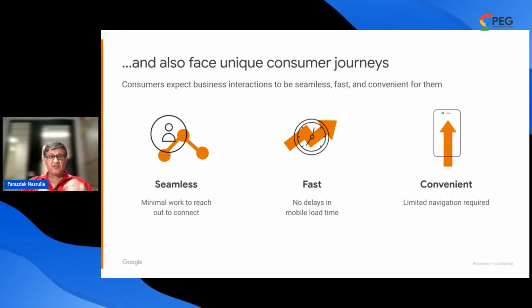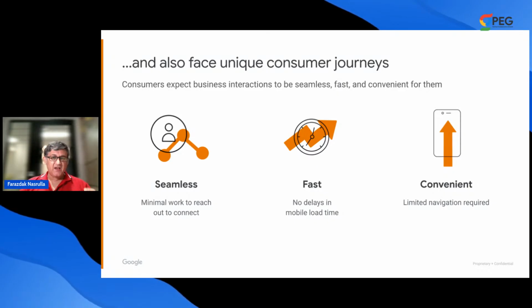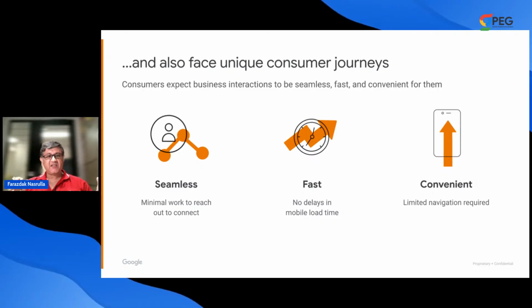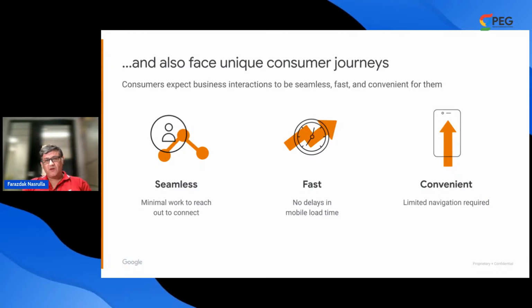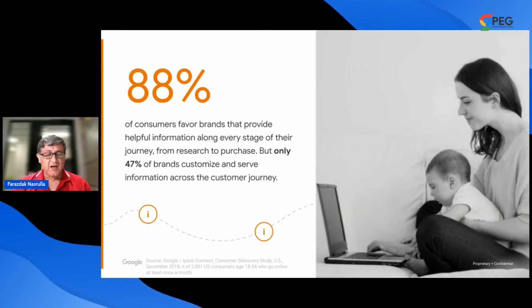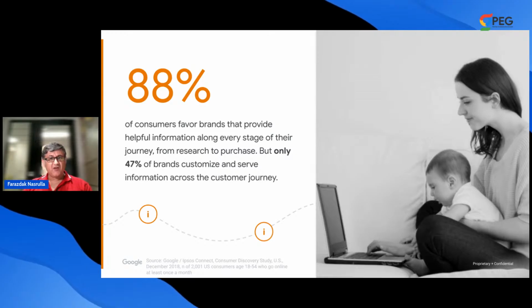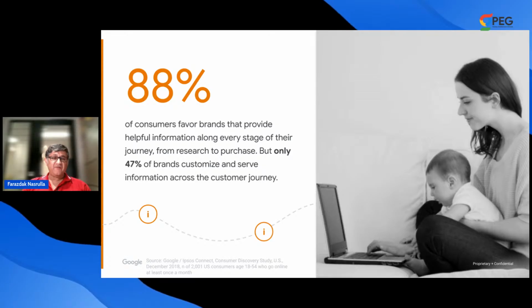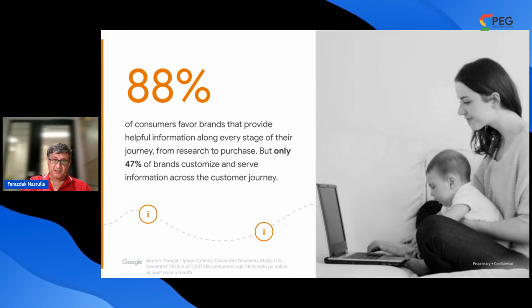Also, consumers expect business interactions to be seamless, fast, and convenient. Seamless means minimal work to reach out and connect. Fast means they do not want a website that takes its own time to open. The website should be mobile responsive, and ease of navigation is one of the most important factors. Now, 88% of consumers favor brands that provide helpful information along every stage of their journey, from research to purchase, but only 47% of brands customize and serve information across the customer journey.